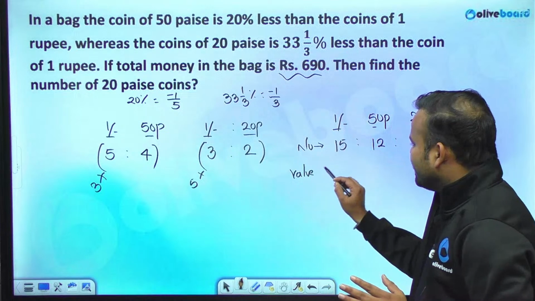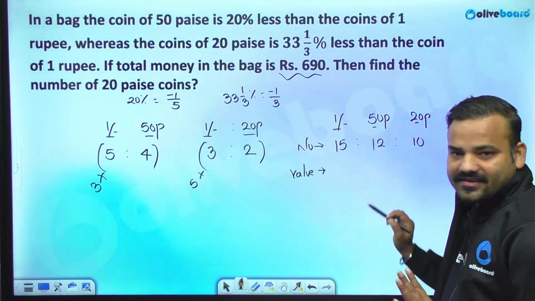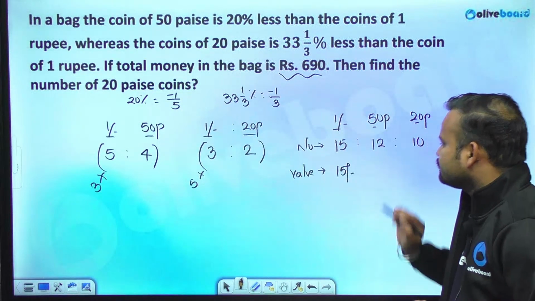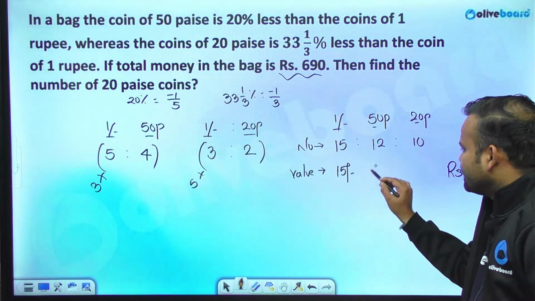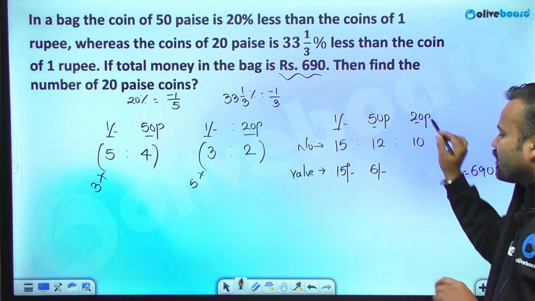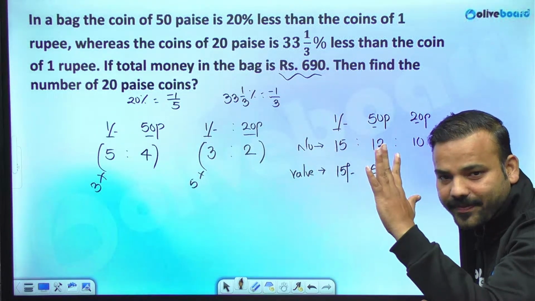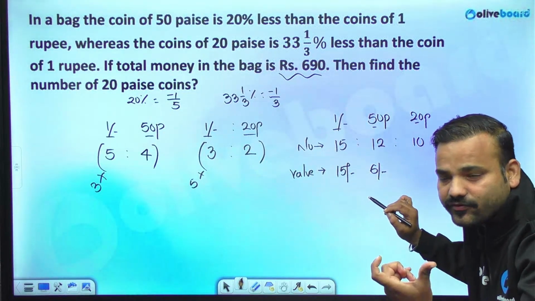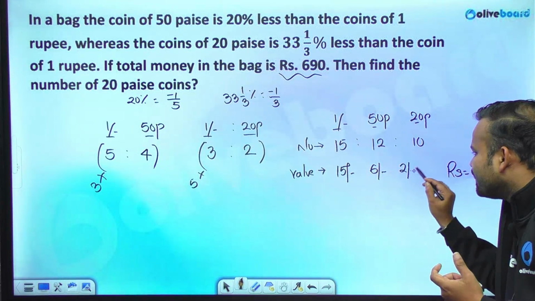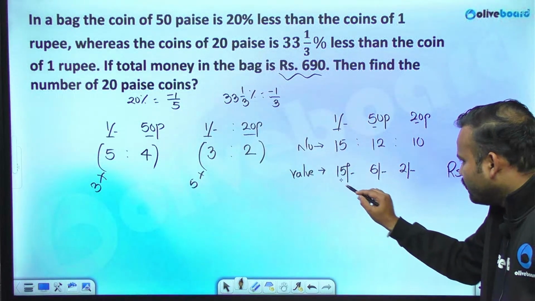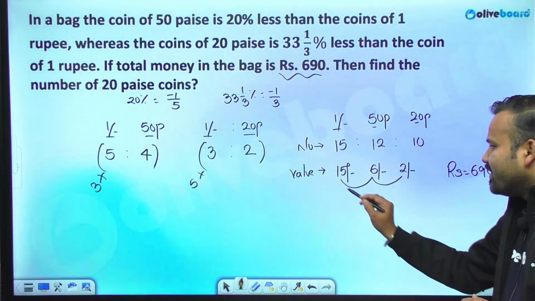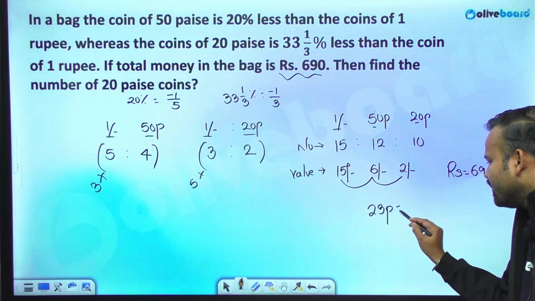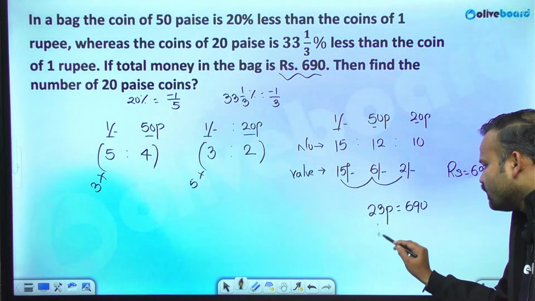Let's say 1 rupee of 15 coins. So this is 15x. So 1 rupee of 15 coins will be 15 rupees. 50 paise of 12 coins will be 6 rupees. And for every 5 coins of 20 paise, I will be considering 1 rupee. So divide this by 5. If you are having 10 coins of 20 paise, you are having 2 rupees with you. So according to me, the sum of money in the bag is 15 plus 6 plus 2, that is 23 units, which is further equal to 690. So 1 unit will be equal to 30.